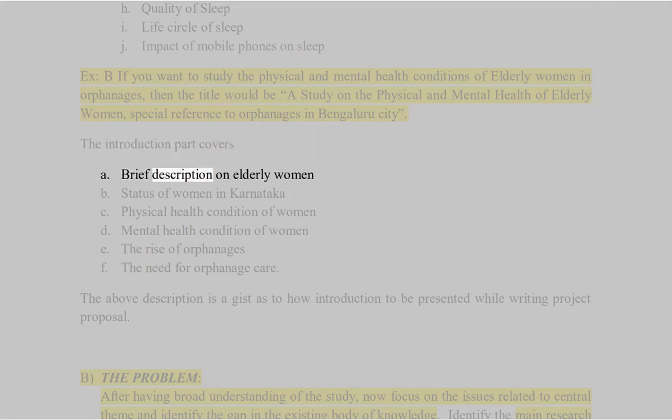A. Brief description on elderly women. B. Status of women in Karnataka. C. Physical health condition of women. D. Mental health condition of women. E. The rise of orphanages. F. The need for orphanage care. The above description is a gist as to how the introduction is to be presented while writing a project proposal.